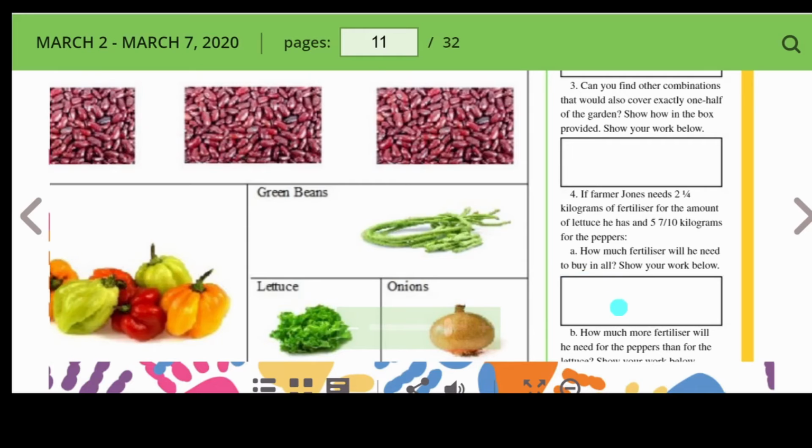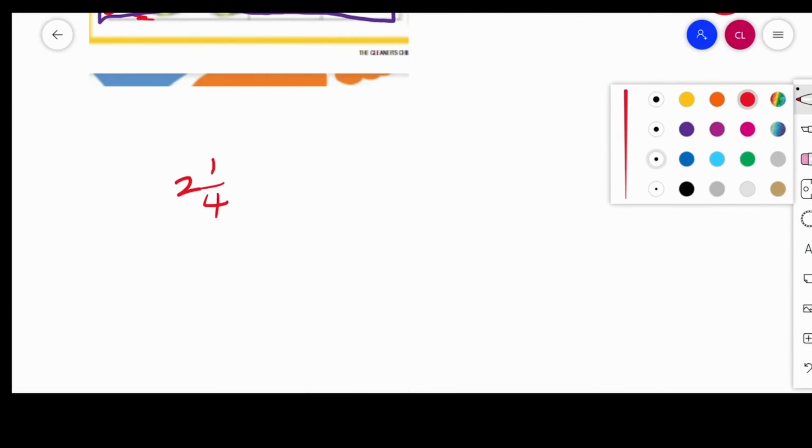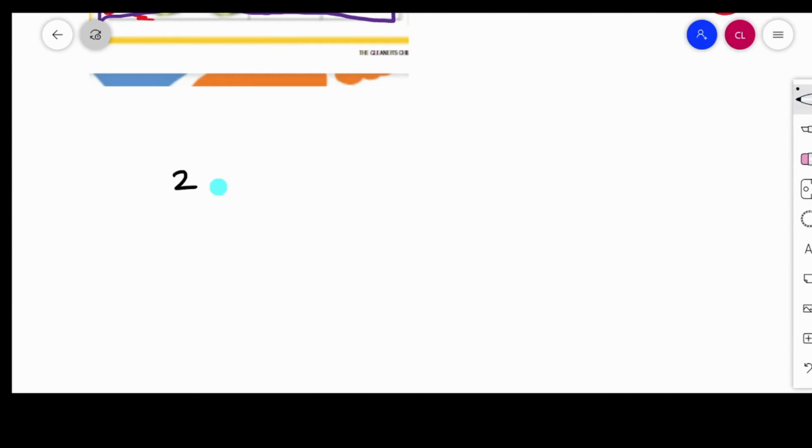Show you working below. All right, so he needs 2 1/4 here, and then he needs 5 7/10. Let's switch this. He has 2 1/4, and he will add 5 7/10 to that. So we're going to add these together. Now there are different ways of doing this particular problem.